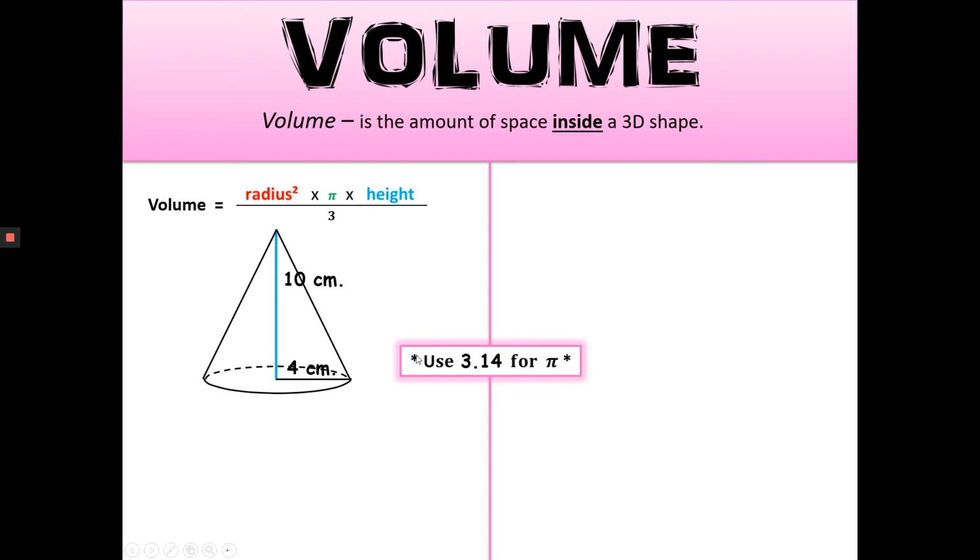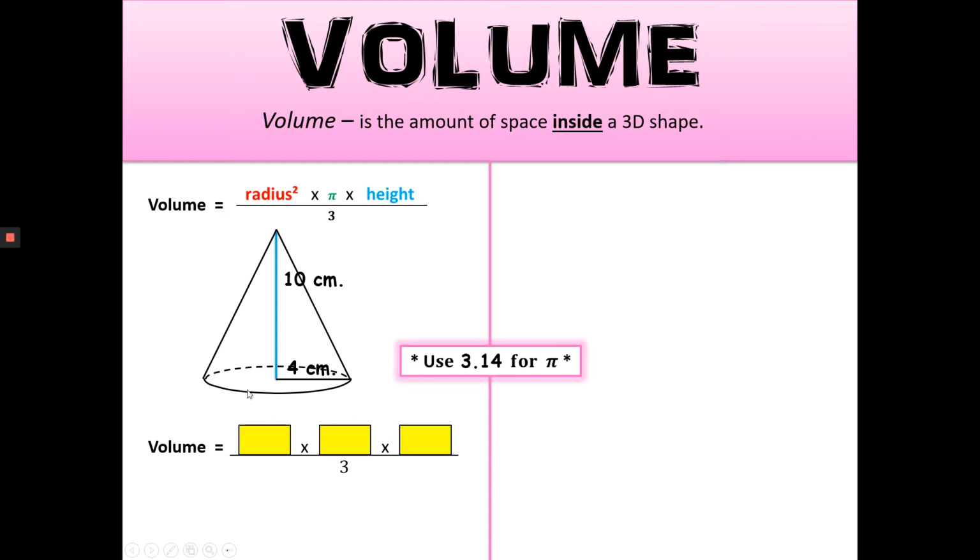With the other pyramids, it was length times width times height, length times width being the area of the bottom square or rectangle. So radius squared times pi is how you're going to get the area for the circle base. And then you multiply it by height and divide by 3 to get the cone volume.